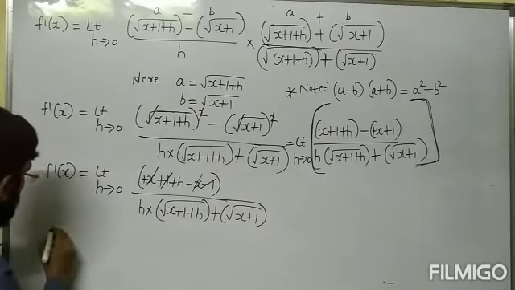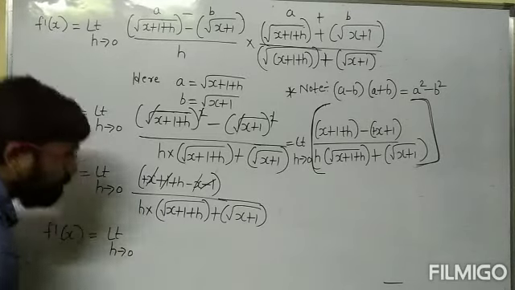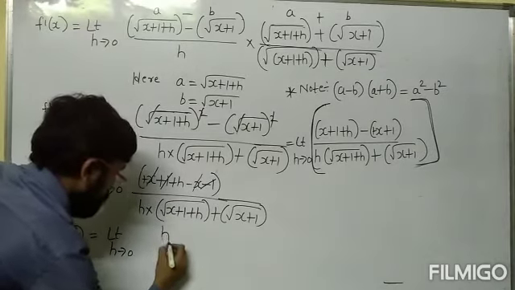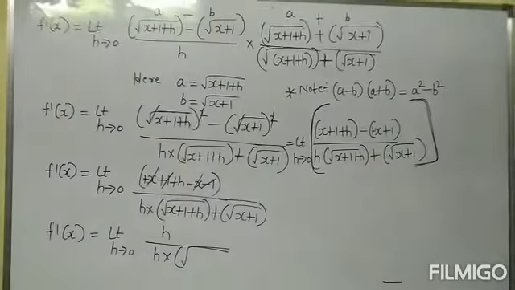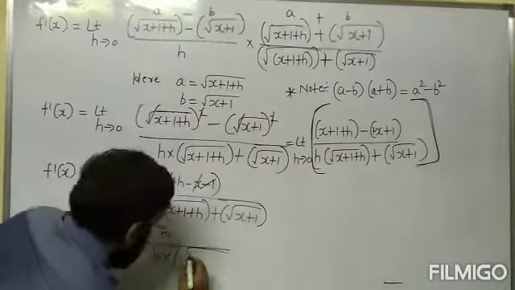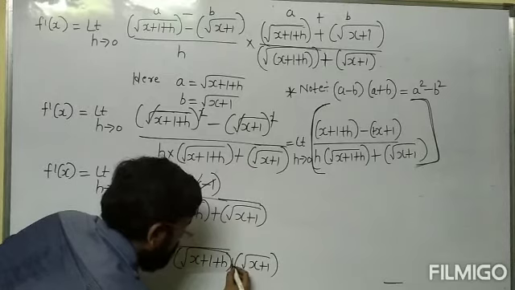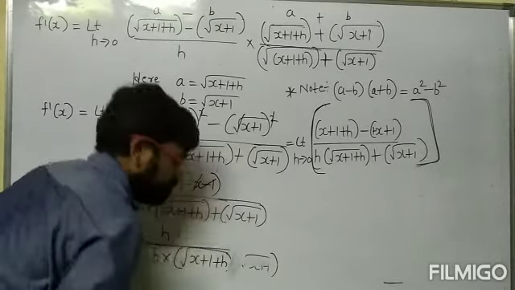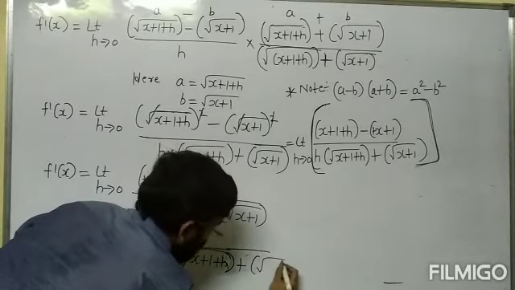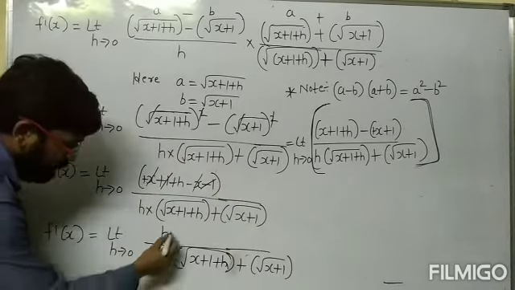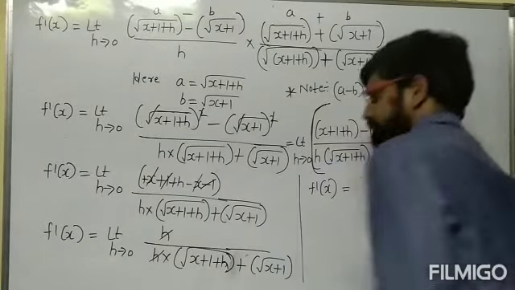Now f dash of x is equal to the limit h tends to 0 of h by h into root x plus 1 plus h plus root x plus 1. The h and h cancel. I am writing the remaining part: f dash of x is equal to, h cancelled.